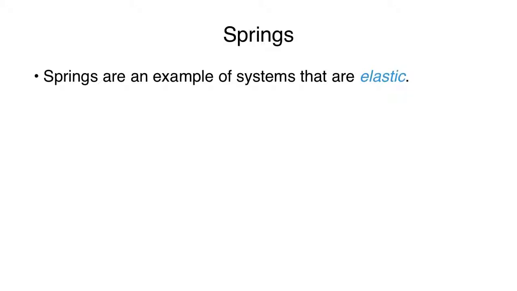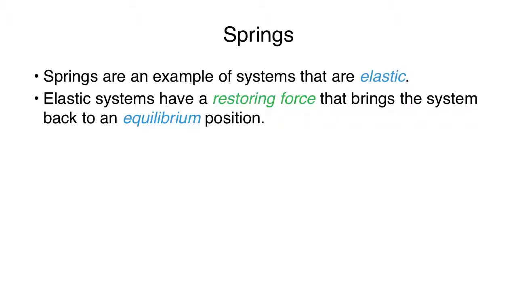So springs in general are an example of systems that we will call elastic. There are many different elastic systems that we'll talk about. And elastic systems have, by definition, a restoring force that brings the system back to its equilibrium position. So let me show you a type of thing that I think about all the time, which is crystals, right? Here's a little model of atoms connected into a cubic lattice. Like salt, sodium chloride crystals have this structure.